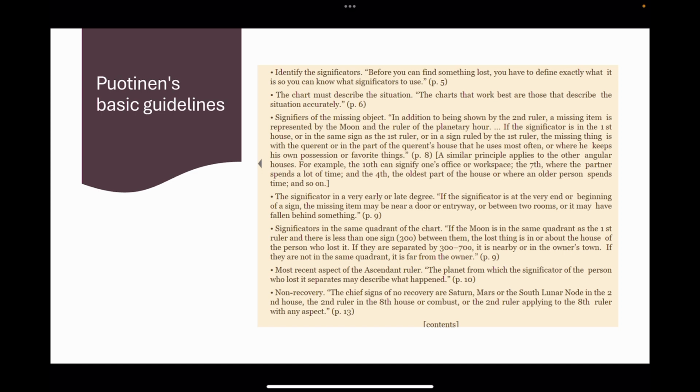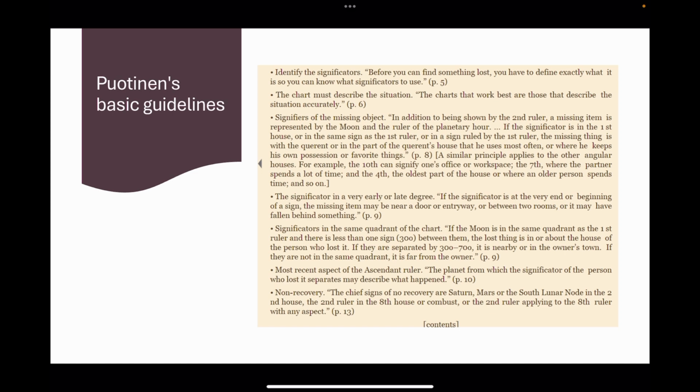Before you can find something lost, you have to define exactly what it is so that you can know what significators to use. What that means is typically when someone comes to you and you don't have any relation to them, they are going to be represented by the first house. And so the sign that is rising is ruled by a planet.